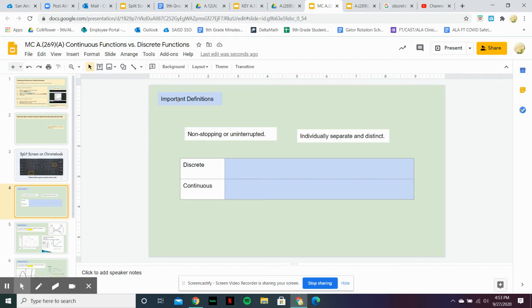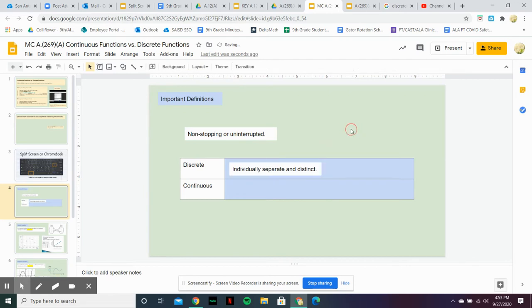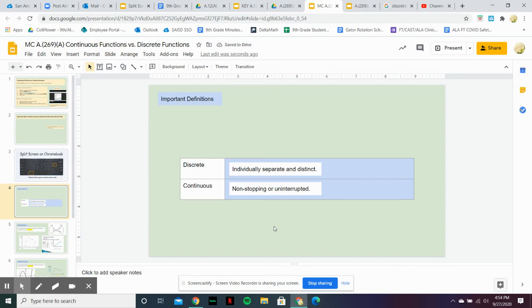So first, let's just go over the definitions of what these words even mean. Remember, math is a language, so we need to understand what it is we are talking about so that we can use it. So the word discrete means individually separate and distinct. So you can think about this as different items. They are different than each other. They are unique. Like people, we are different people from each other. Versus the word continuous means that it is non-stopping or uninterrupted. So if we think about time, time is continuous.